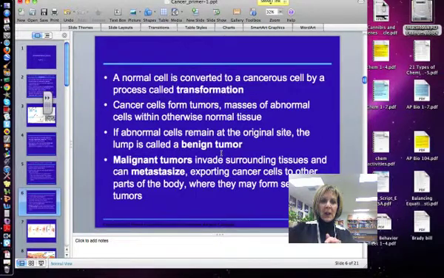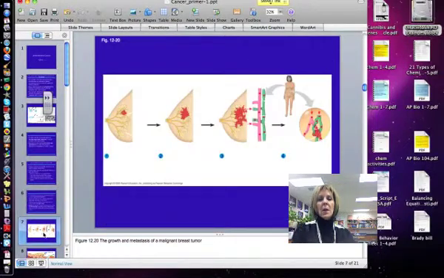So it's exporting cancer cells to other parts of the body where they will then form secondary tumors where they land. So here's an example of breast cancer metastasis. And we can see that as the cancer in the breast tissue starts to become more advanced, at a certain point, the cancer cells can metastasize either through the bloodstream or through the lymph system into other parts of the body, and they can then form secondary tumors.